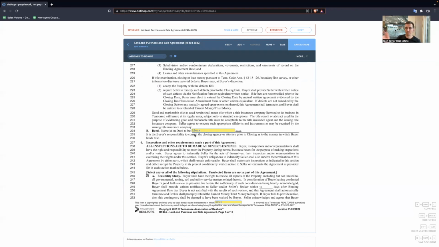Same thing on the deed. Both buyers were listed. The second one had a strike-through. So all initials and dates next to that.